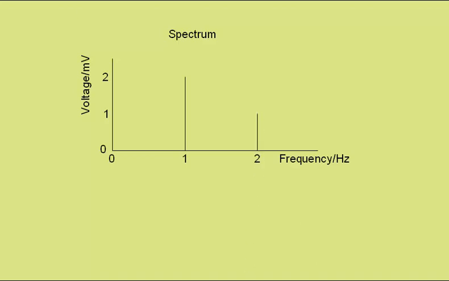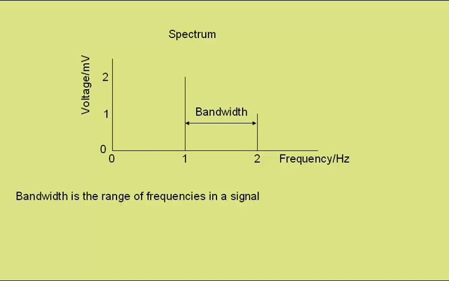So this spectrum gives exactly the same information as the sum of the two waves we had on the previous slide. We can now easily show the bandwidth on this diagram. That would be given by this arrow. Bandwidth is the range of frequencies in a signal, or it would be the highest frequency of 2 Hz minus the lowest frequency of 1 Hz, giving a bandwidth here of 1 Hz.